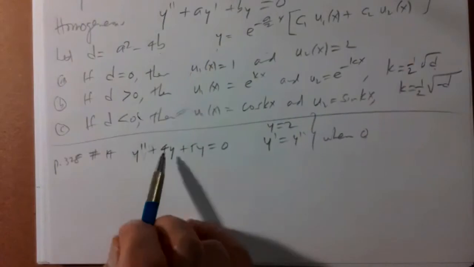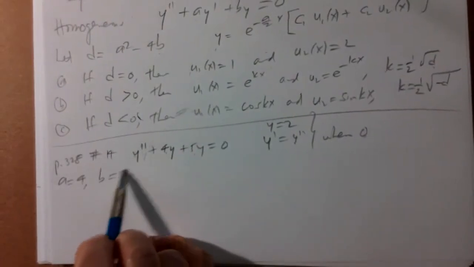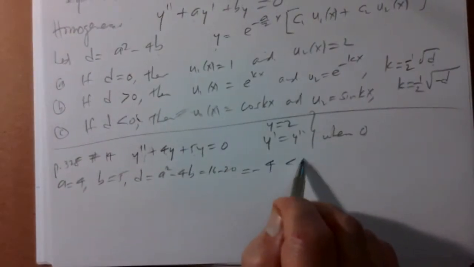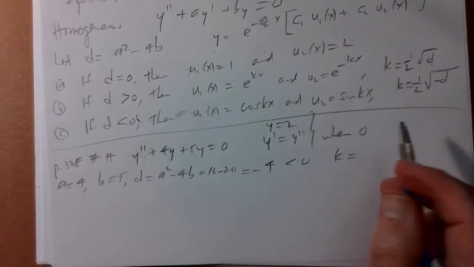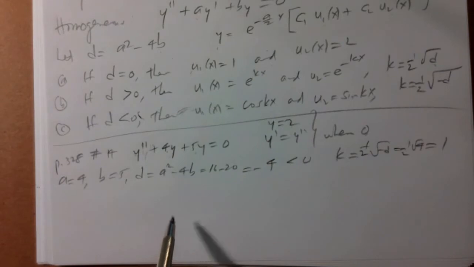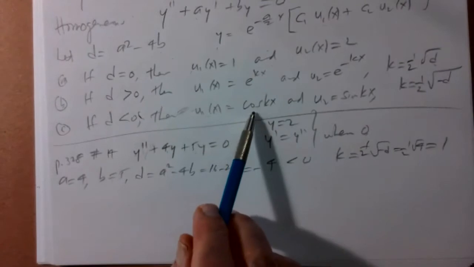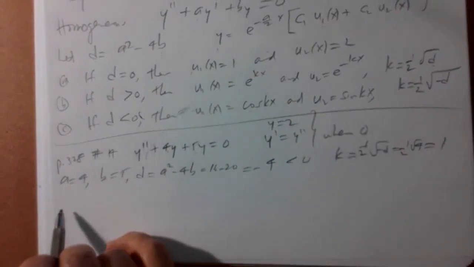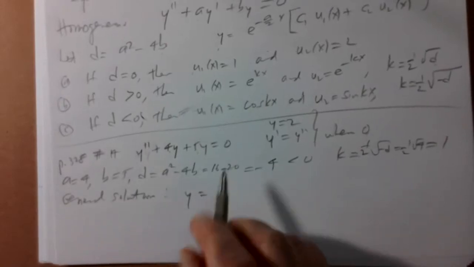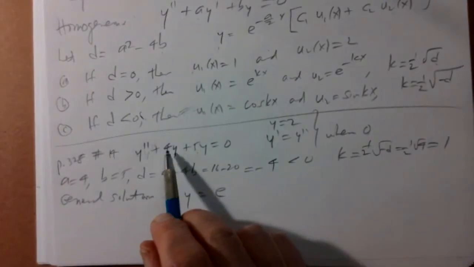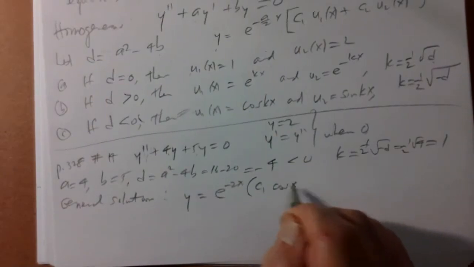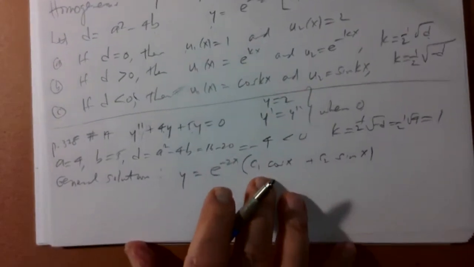Okay, so in this case, a is equal to 4, b is equal to 5, d, which is a squared minus 4b, is 16 minus 20 is minus 4, which is a negative number. So k, which is a half square root of minus d, is a half the square root of 4, which is 1. So in the case when the discriminant is negative, the general solutions involve the cosine and the sine. So the general solution is y equals e to the minus a over 2 x. A is 4. A over 2 is 2. So e to the minus 2x times c1 cosine x plus c2 sine x.